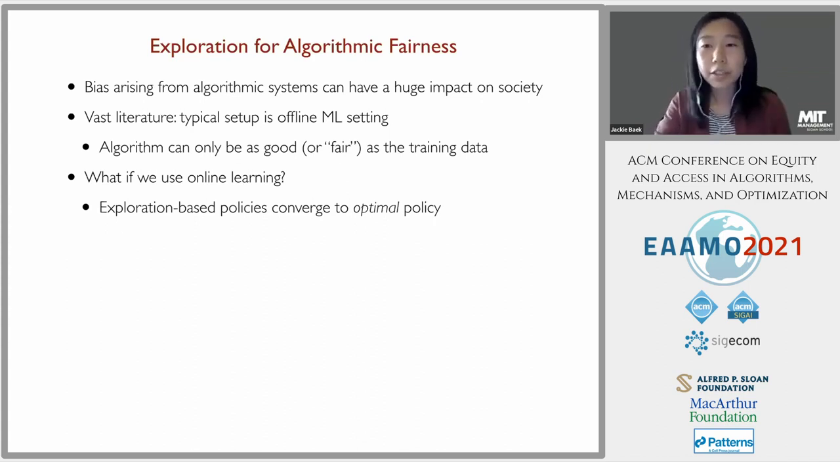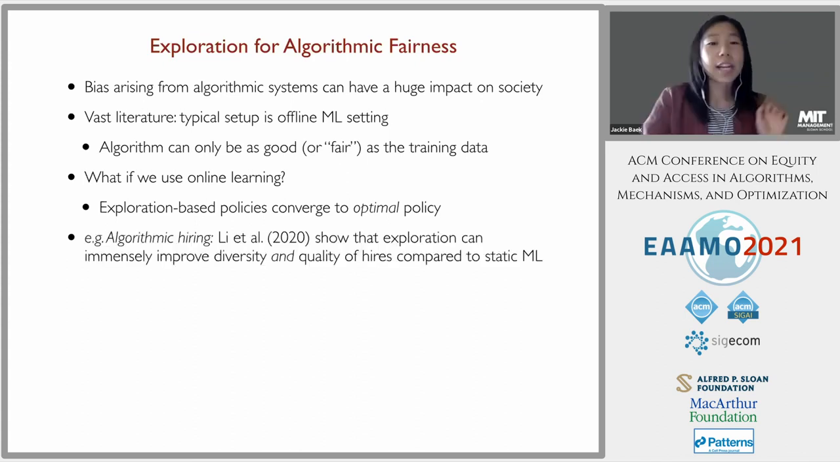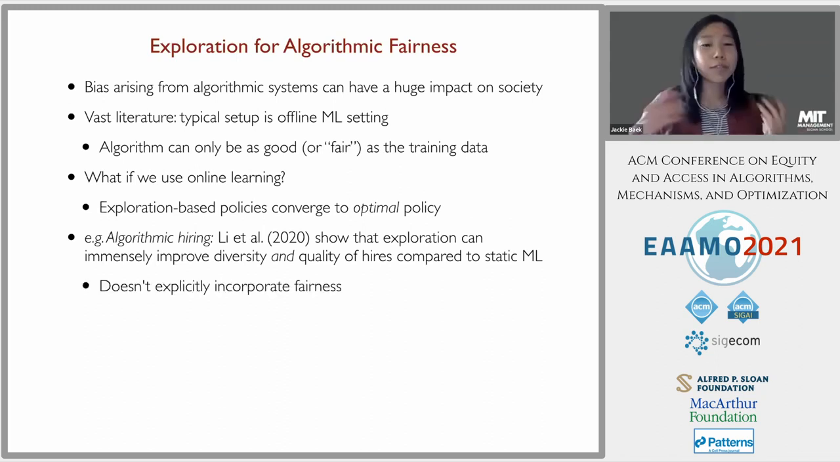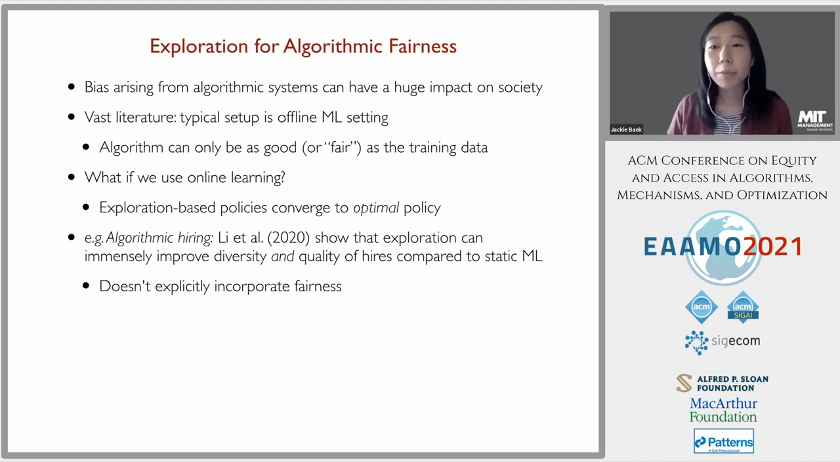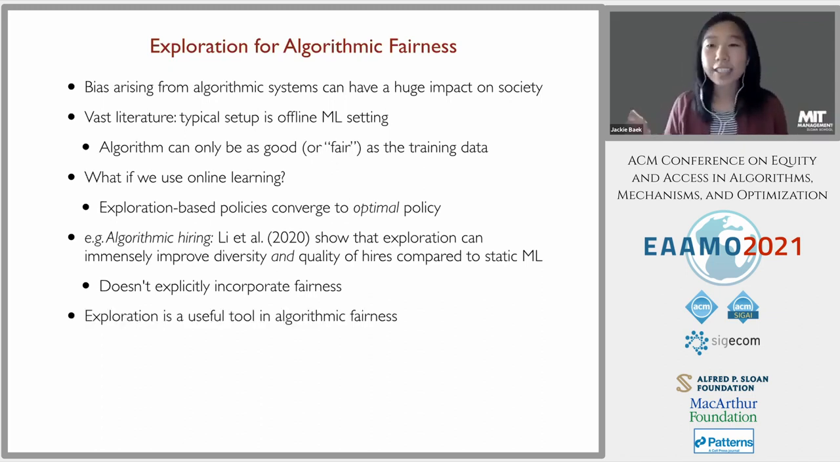So to give you a concrete example, take the example of algorithmic hiring. There's this very nice paper called Hiring as Exploration, and this is a paper actually in this conference, that shows that if you use exploration, you can immensely improve both the diversity and the quality of your hiring rule compared to an offline static machine learning model. And amazingly, they don't even explicitly incorporate fairness into their bandit model, because exploration implicitly tries to give more opportunities to historically disadvantaged groups. So my point here is that exploration can be a useful tool in algorithmic fairness. Obviously, it's not going to solve every algorithmic fairness problem, but it can be used as a useful tool.